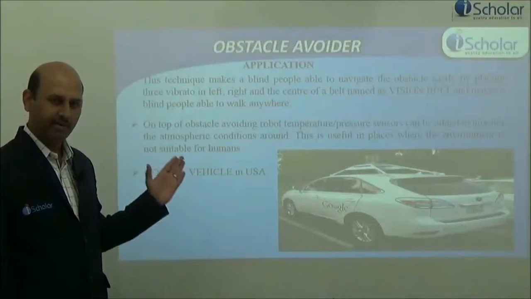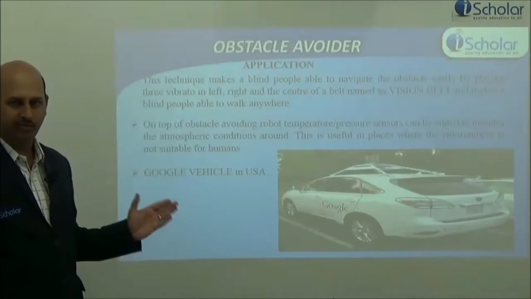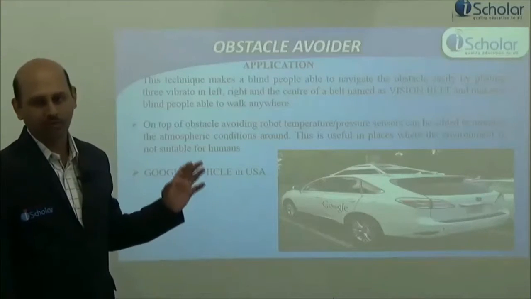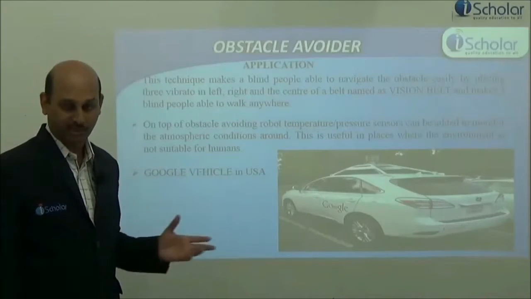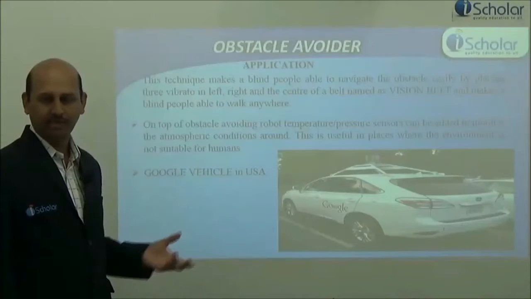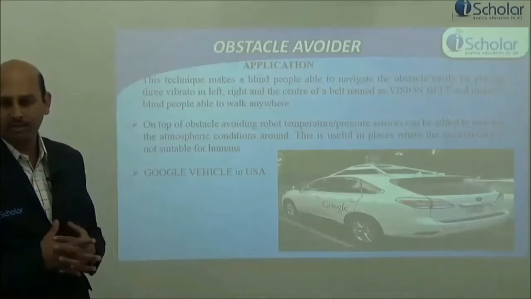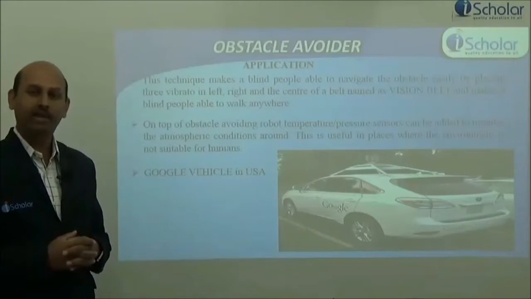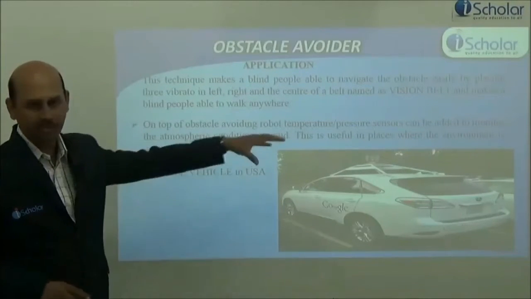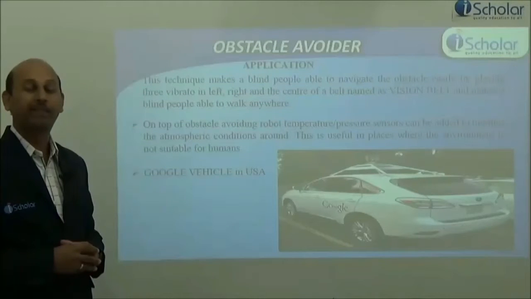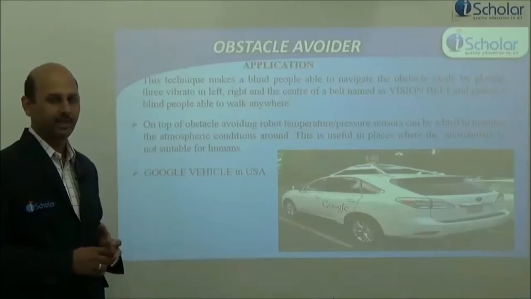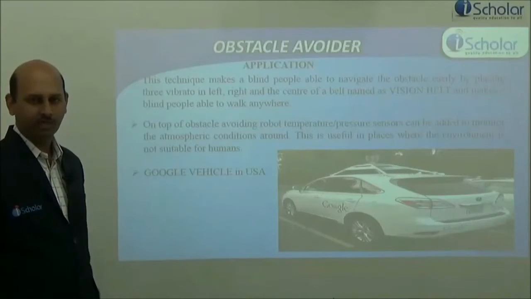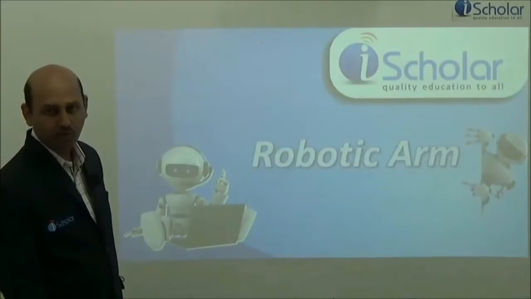This vehicle follows all the traffic rules, and without any accidents, this particular car has been moving in the US for the past 6 to 7 years. It has traveled many kilometers, but it has not met with any accidents because of all this obstacle avoidance implemented on it with the sensors. So this is the major application you can see for obstacle avoider in the real world.